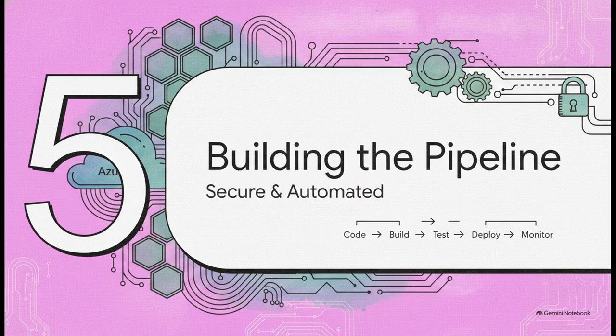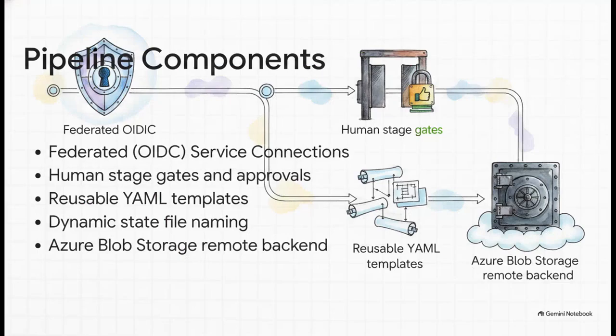Now for the really fun part, Section 5, building the DevOps pipeline to manage all these new files. Once you have that code, we absolutely do not want some wild auto-deploy on-push setup for critical infra. We need enterprise-grade safety. We're talking federated OIDC service connections, so no hard-coded secrets that expire and break your pipelines. We need human stage gates for approvals, reusable YAML templates so you aren't copy-pasting messy code across projects, and a highly secure Azure Blob Storage remote backend.